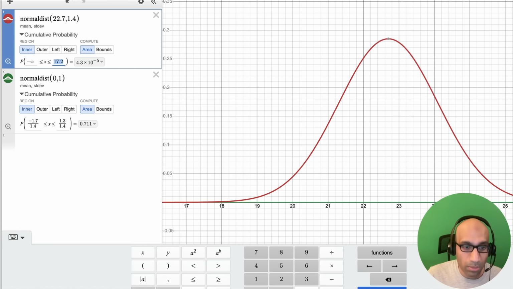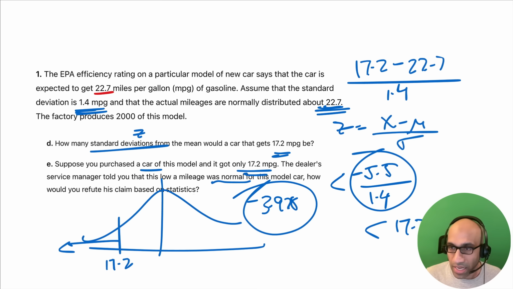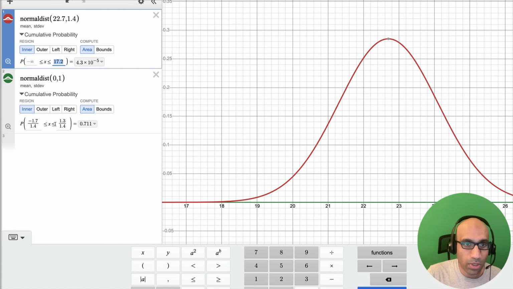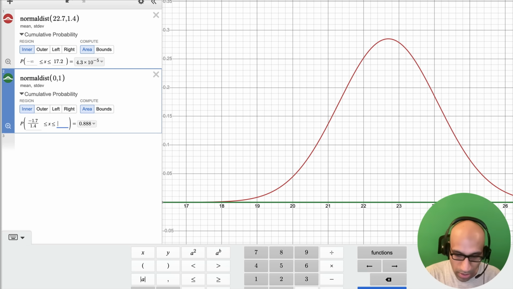And here, what was the number again? I think you will remember this better than me. It was negative 5.5 over 1.4. So I'm going to put this here, negative 5.5 divided by 1.4. Just drop this and nothing, because this goes to negative infinity, meaning that value and anything below that. So you see these two check. The reason I'm doing both of these together is just to show you that the z-score and the original distribution are both going to have the same probabilities, right?